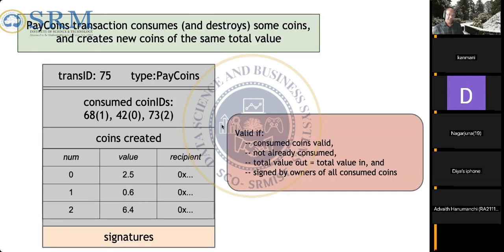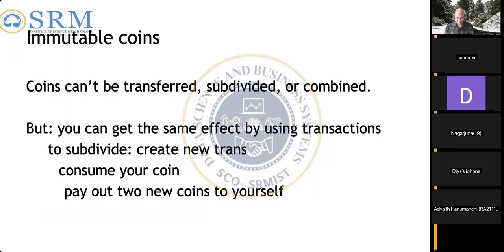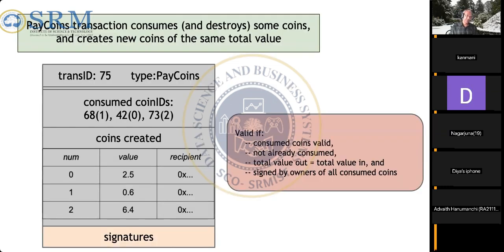Now let us look into the pay coin transaction. The purpose of the pay coin transaction is to transfer coins from one person to another. Again we have a transaction ID with the serial number, and the type is pay coins. What we have here is a series of coins which are being spent. For example, in this transaction, I am consuming 3 coins: 68.1, 42.0, and 73.2.